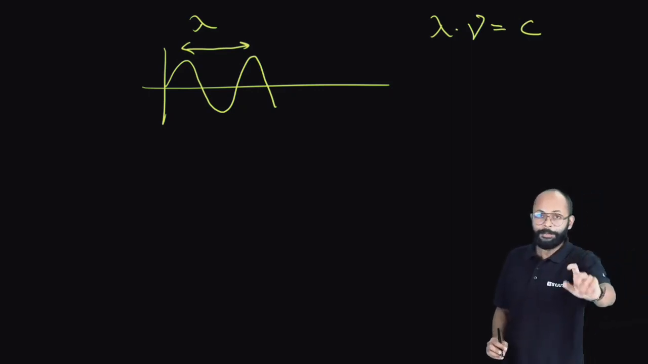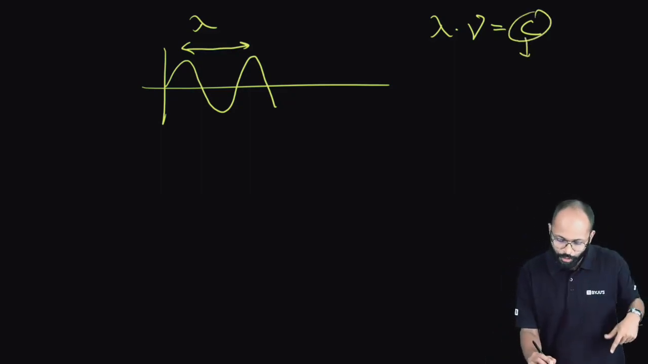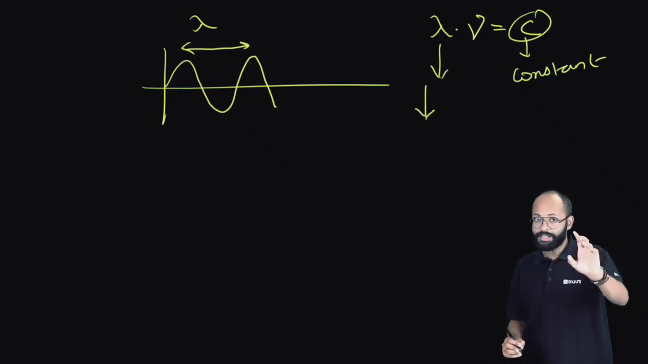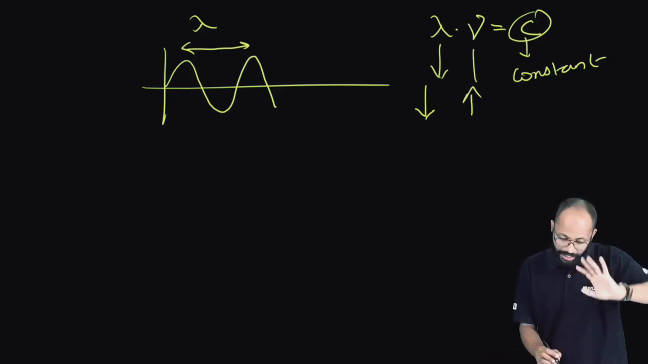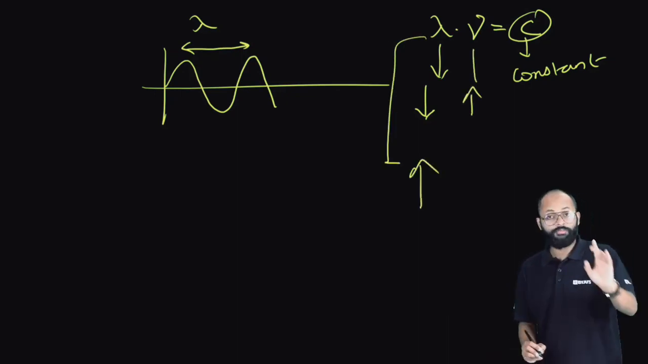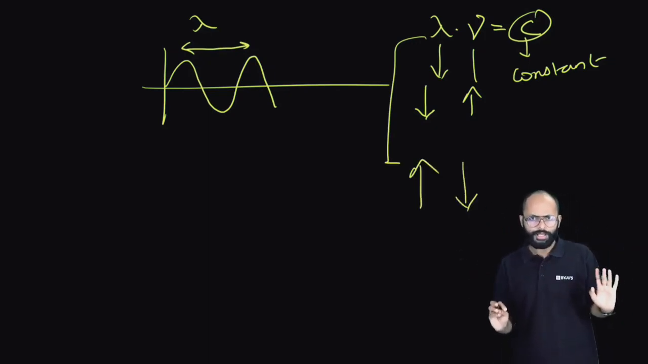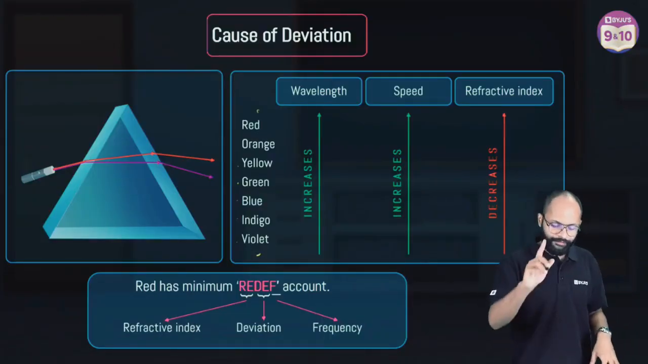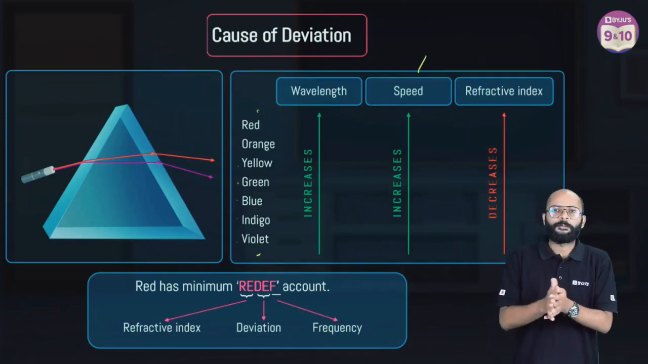Very good. What does it mean? The speed of light is a constant, right? Now if lambda is less, meaning if the wavelength is less, the frequency will be more. If lambda is more, which means the wavelength is greater, the frequency will be less. That's true, right? Clear? Okay. So as you go from violet to red, the wavelength increases. Very good.